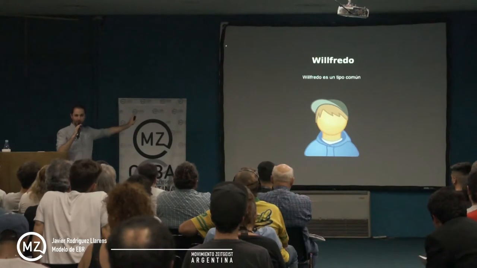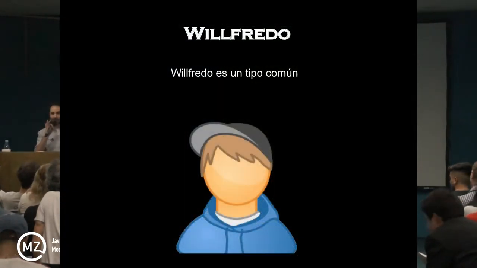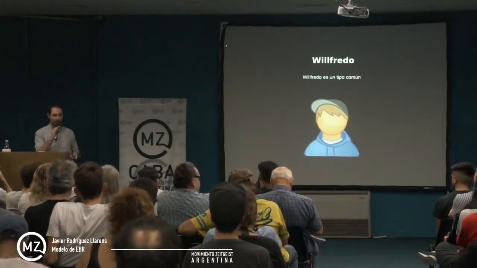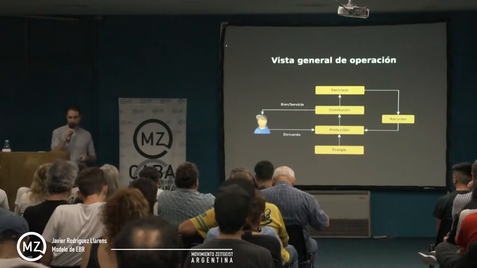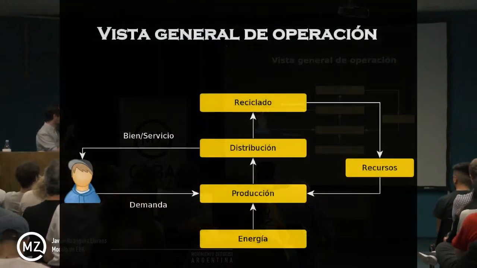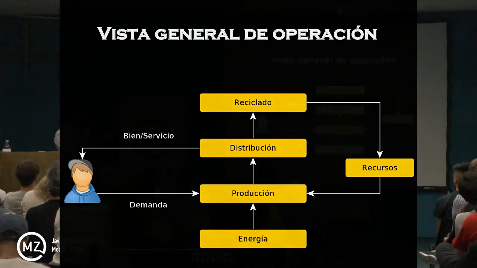He's an ordinary guy in a resource-based economy, and Wilfred will want to do things as a person in capitalism, in the monetary system, that wants to buy, sell, have a t-shirt. Wilfred is an ordinary guy in a resource-based economy. The basic question is, how would this model work? It has to do with Wilfred having access to things through demand. His demand, through production and distribution, offers a good and service to him.